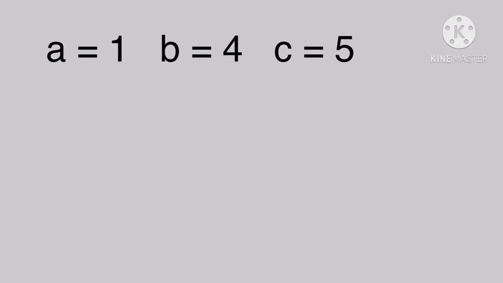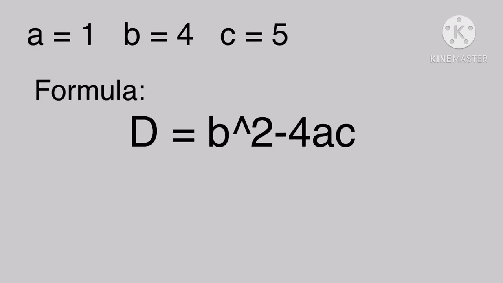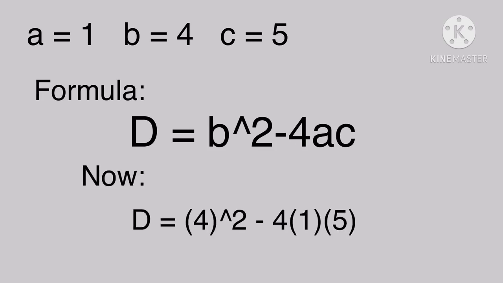Now that we have their values, we can already find the discriminant with the use of its formula, which is b squared minus 4ac. In doing that, we must substitute the variables present in the formula with their values, which make it look like this. Variable b is substituted with 4 and then squared, subtracted by 4, variable a is substituted with 1 and variable c is substituted with 5.